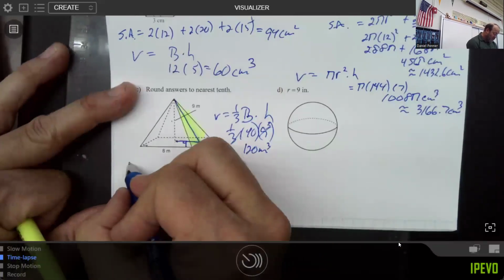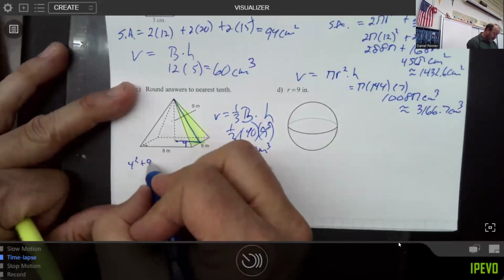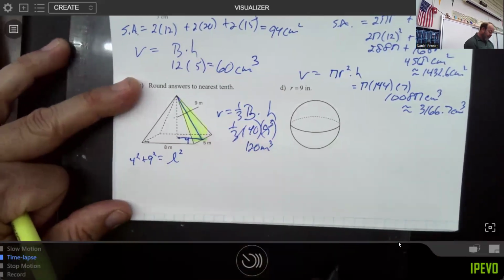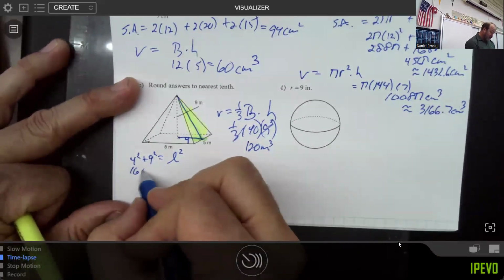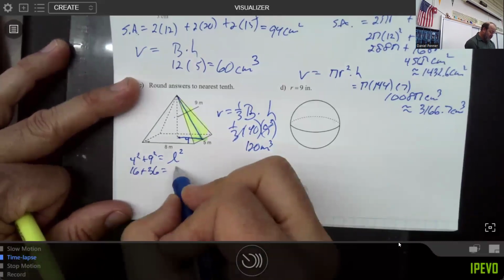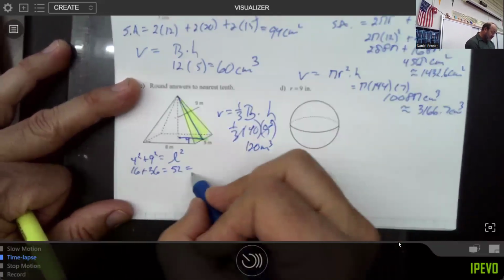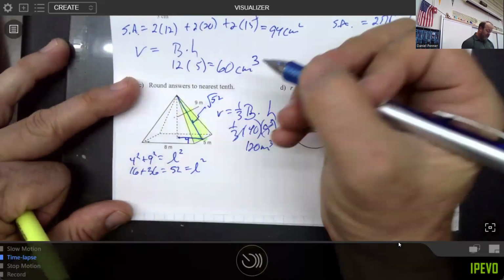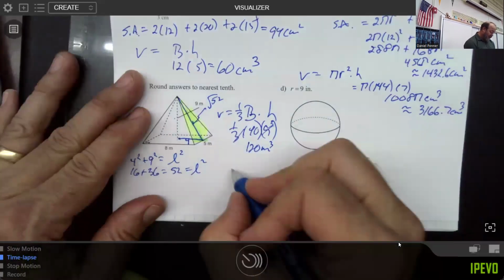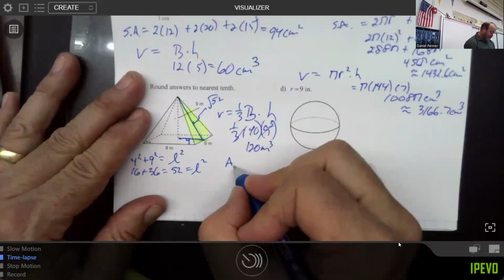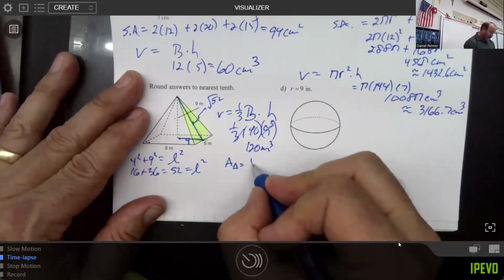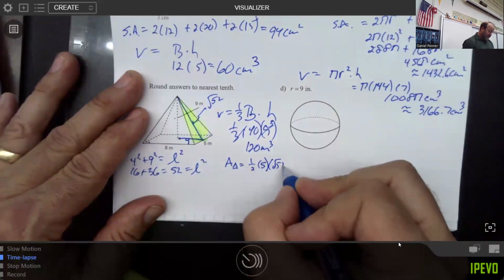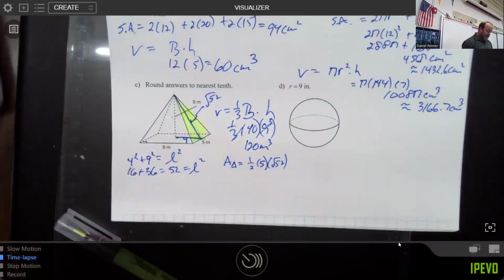So if I know that this entire distance across here is 8, then that piece is 4, and that's 9. So I could say 4 squared plus 9 squared is equal to the slant height squared. That'd be 16 and 36, which of course makes 52. So that makes the slant height right here the square root of 52. So the area of that triangle would be 1/2 its base, 5, times its slant height, root 52, right?